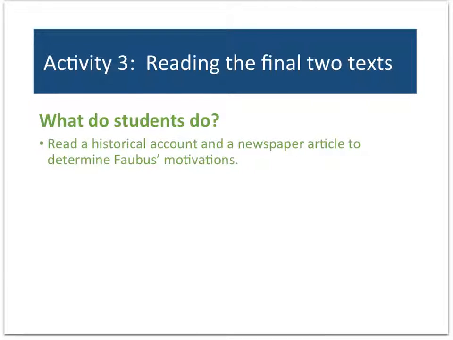In the third activity, students are reading the final two texts. So they're going to read a historical account, that is from the Phobos biography, and they're going to read a newspaper article, which is a primary source. And they're going to be answering the same question, what were Phobos's motivations?